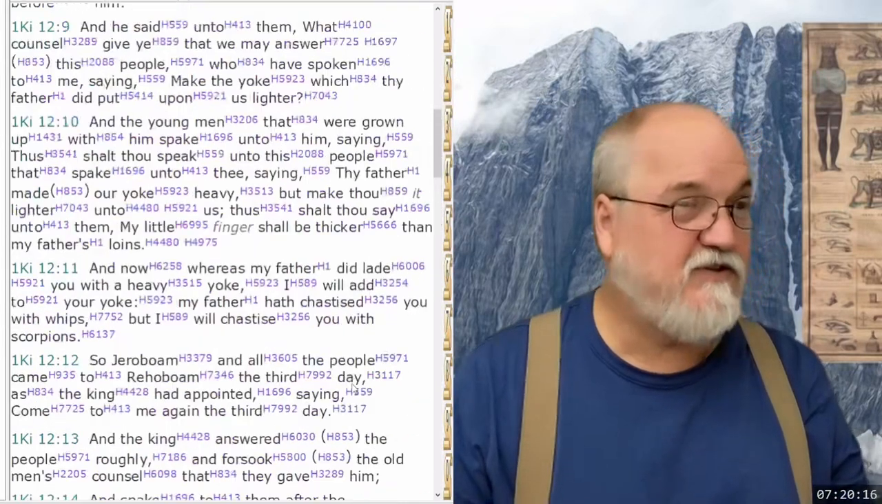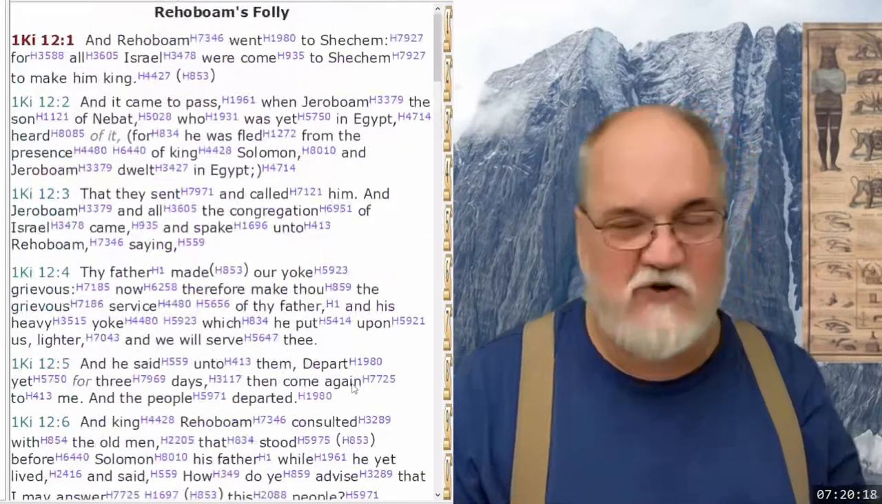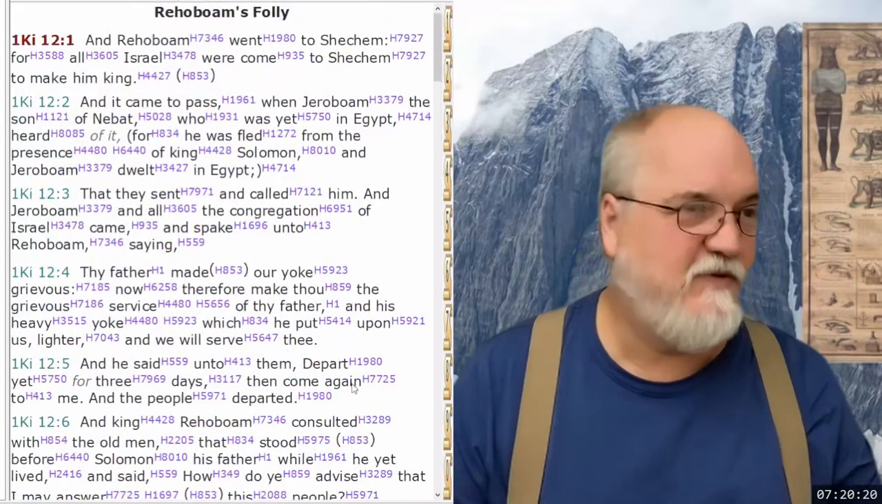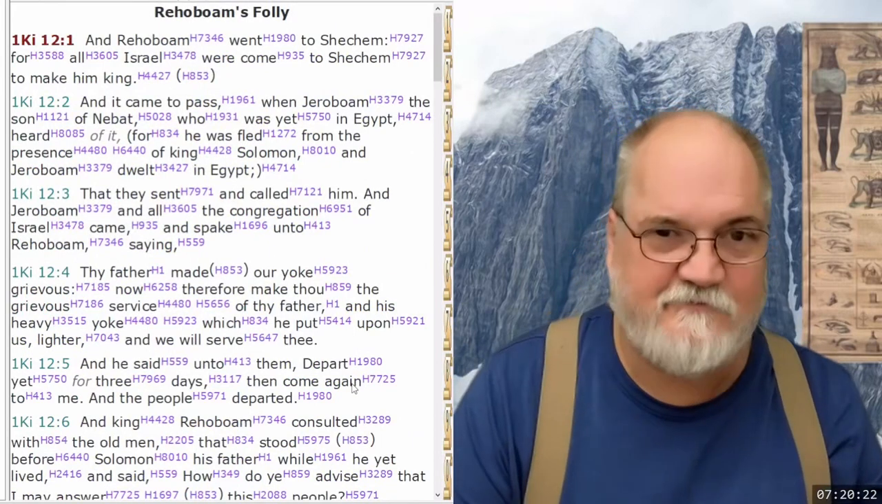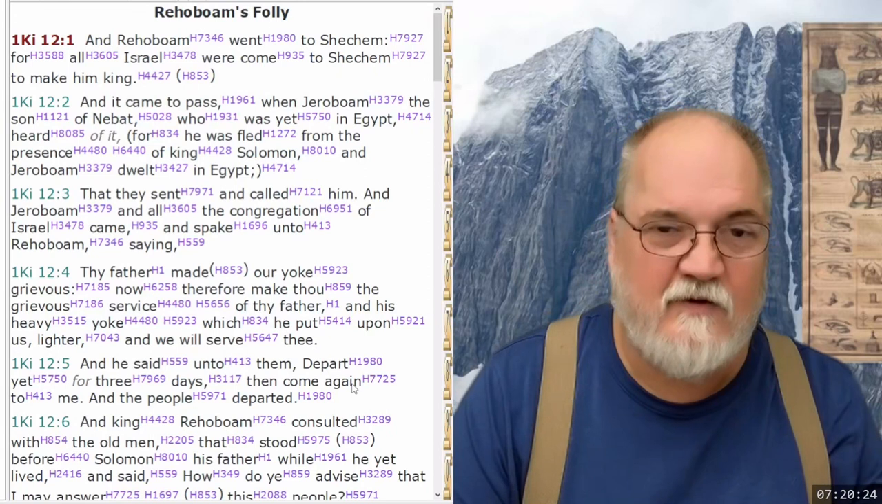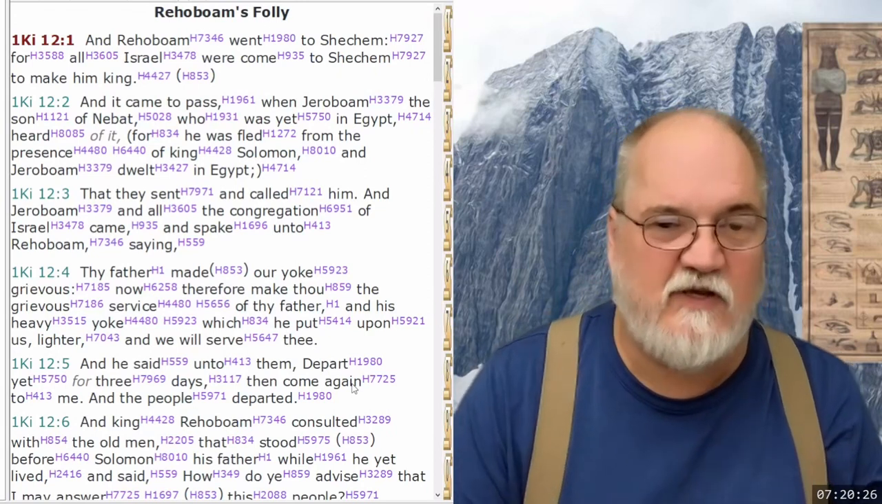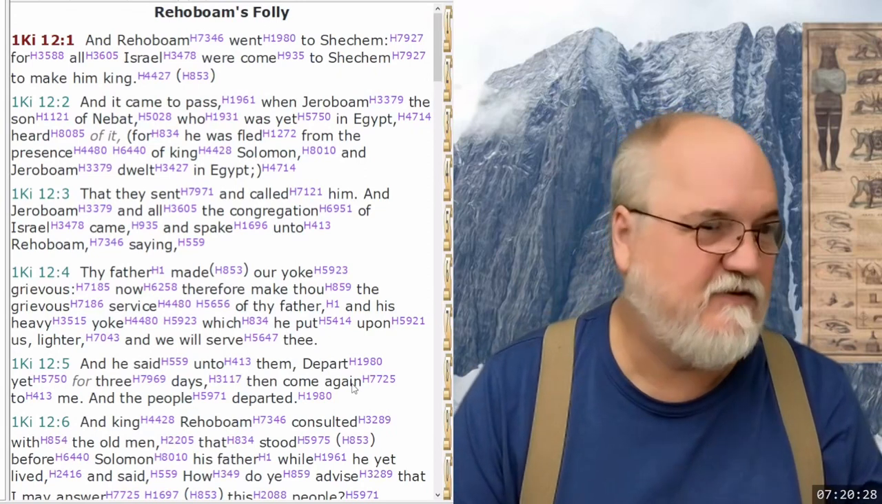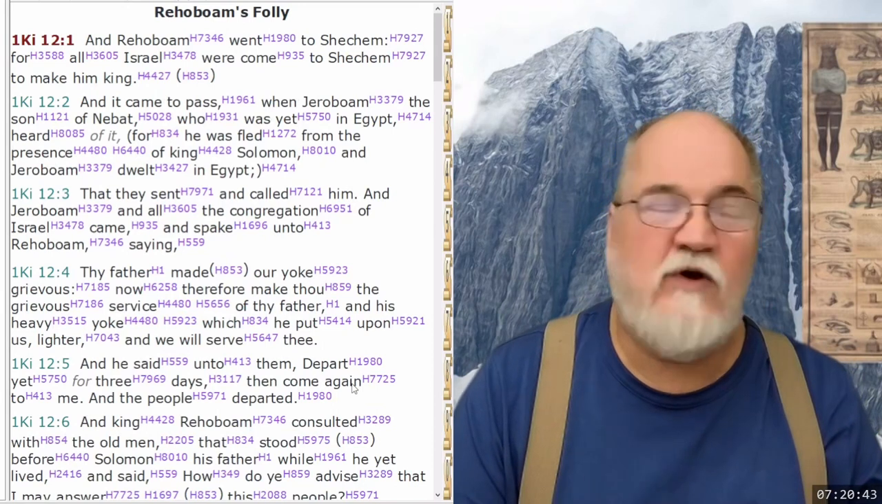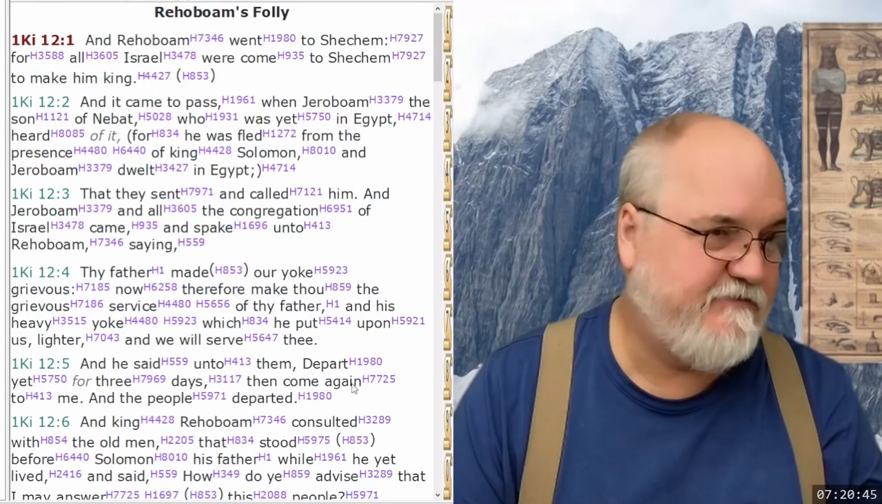Okay. So, I mean, there's lots of lessons in this story. And so we have Rehoboam's folly. So what do we see here in this story that's of interest to us? What about the symbol of the 3 days? What does that mean to this movement presently?